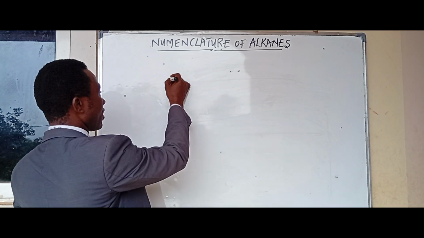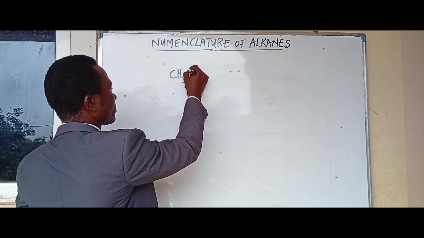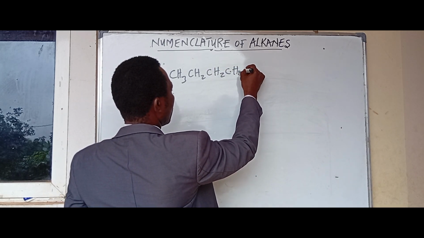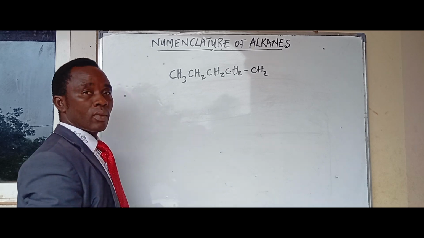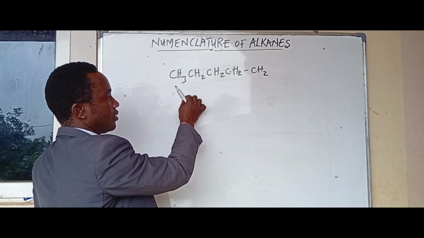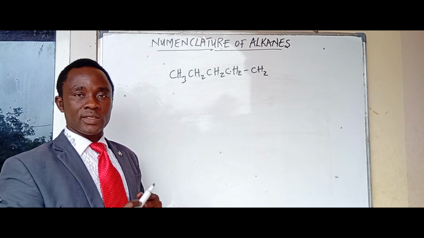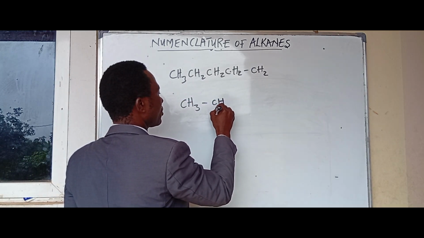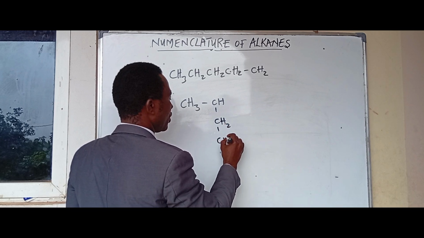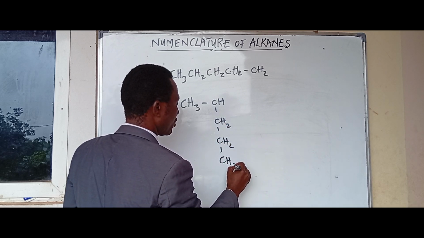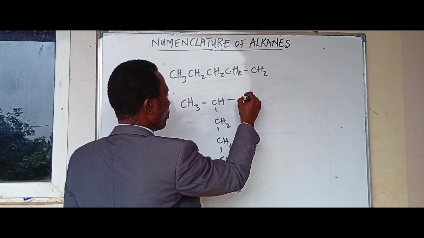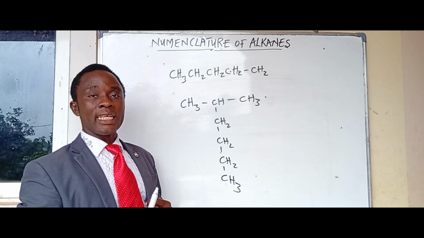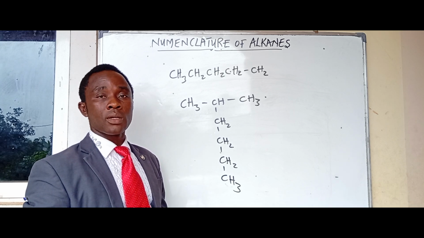What I mean by that is if I have CH3, CH2, CH2, CH2, CH2, the longest chain is this, because this compound is a straight compound. But when we have CH3, CH, CH2, CH2, CH2, and CH3, and here we have CH3, you agree with me that we need to identify the longest unbroken carbon chain.